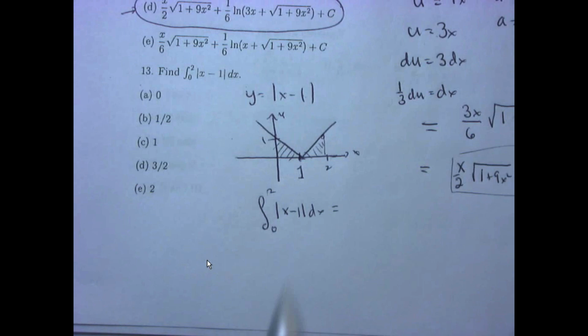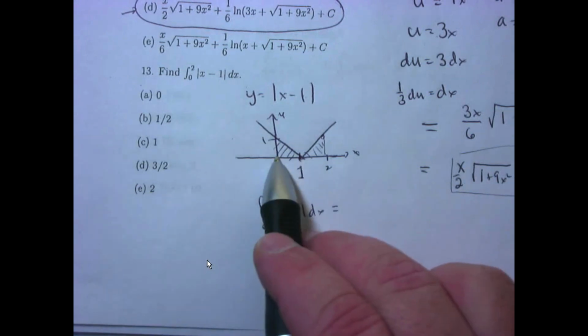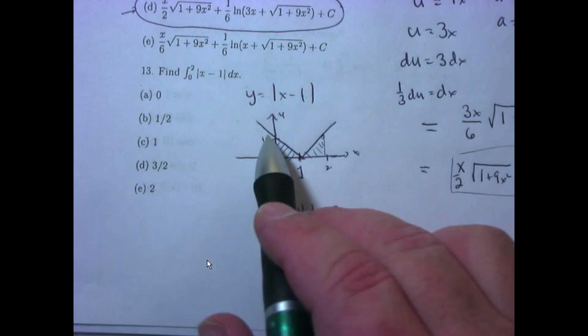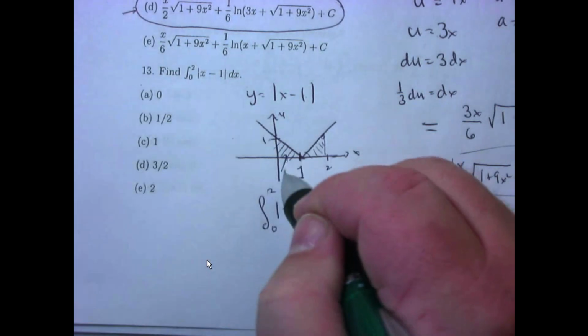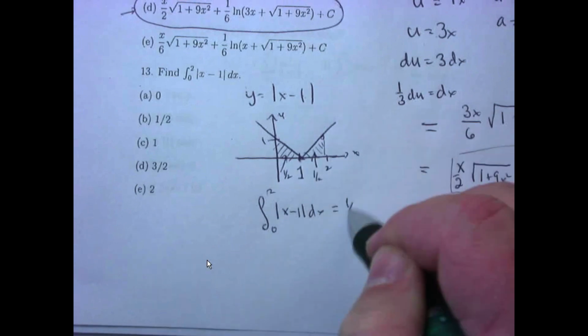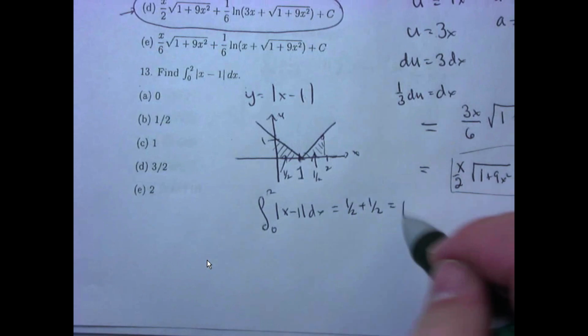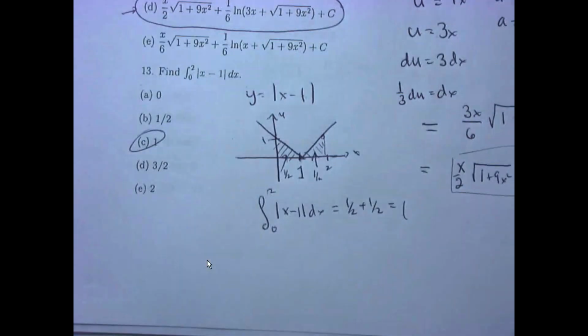Well, I've got basically two triangles. Area of a triangle, 1/2 base times height. This is 1 by 1, which is 1. So times 1/2. So this part right here is going to be 1/2. This part over here, based upon symmetry, is 1/2. So the answer is 1/2 plus 1/2. So the answer is what? 1. Answer C. Does that make sense? They love this geometric problem where you have to use shapes like rectangles and triangles and stuff.